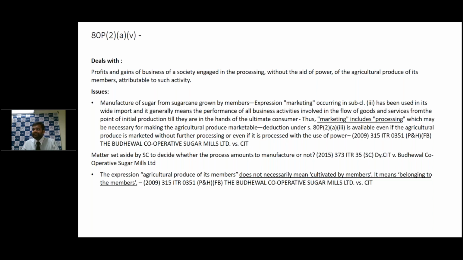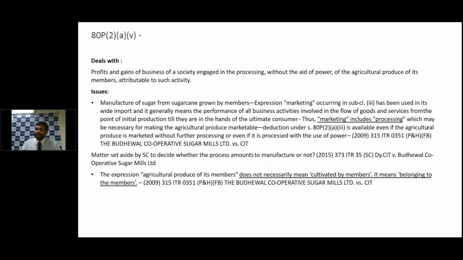Therefore, if the processing is with the aid of power, and the agricultural produce is grown by the members, I may claim that I am marketing the produce and fall in 80P(2)(a)(iii), and I need not go to 80P(2)(a)(v), and deduction cannot be denied because I am not fulfilling the conditions of section 80P(2)(a)(v). The issue here, as we have discussed, is that the Punjab and Haryana High Court full bench held that processing of sugarcane into sugar amounts to marketing eligible for deduction. Supreme Court has set aside the issue to the CIT appeal, and therefore this issue is still alive.